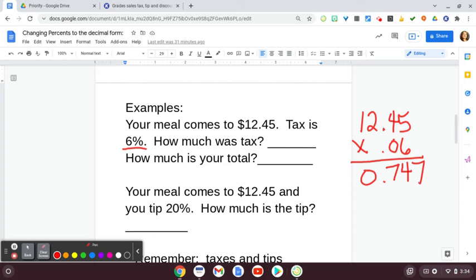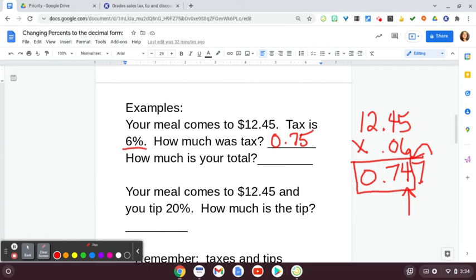0.747. Tax is money. So in our hundredths place, that's where your pennies are. So you have to look all the way to your pennies. But then the 7 that's in your thousandths place is going to determine if your tax is going to remain at 74 cents or go up to 75 cents. So that 7 is going to tell you for it to go up. So your tax is 75 cents.